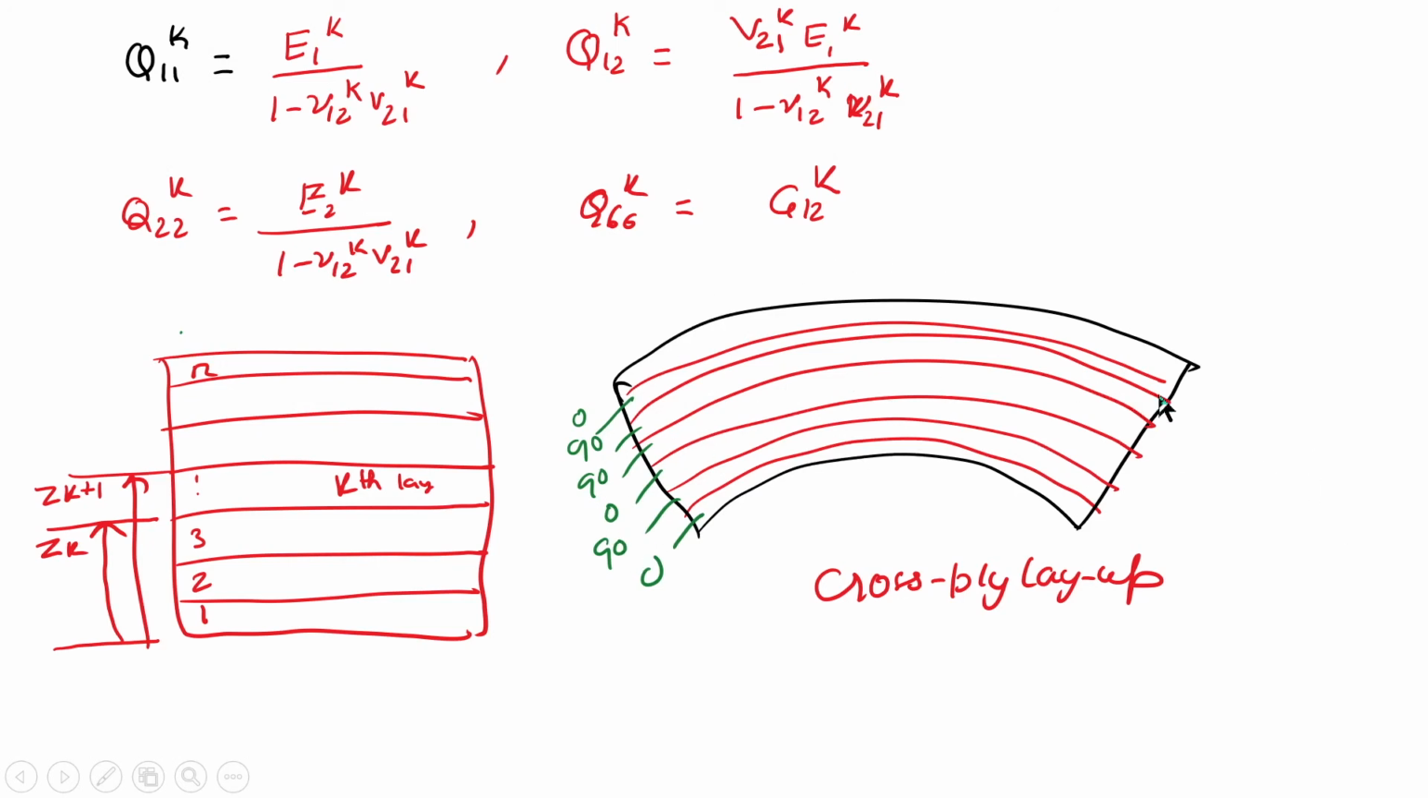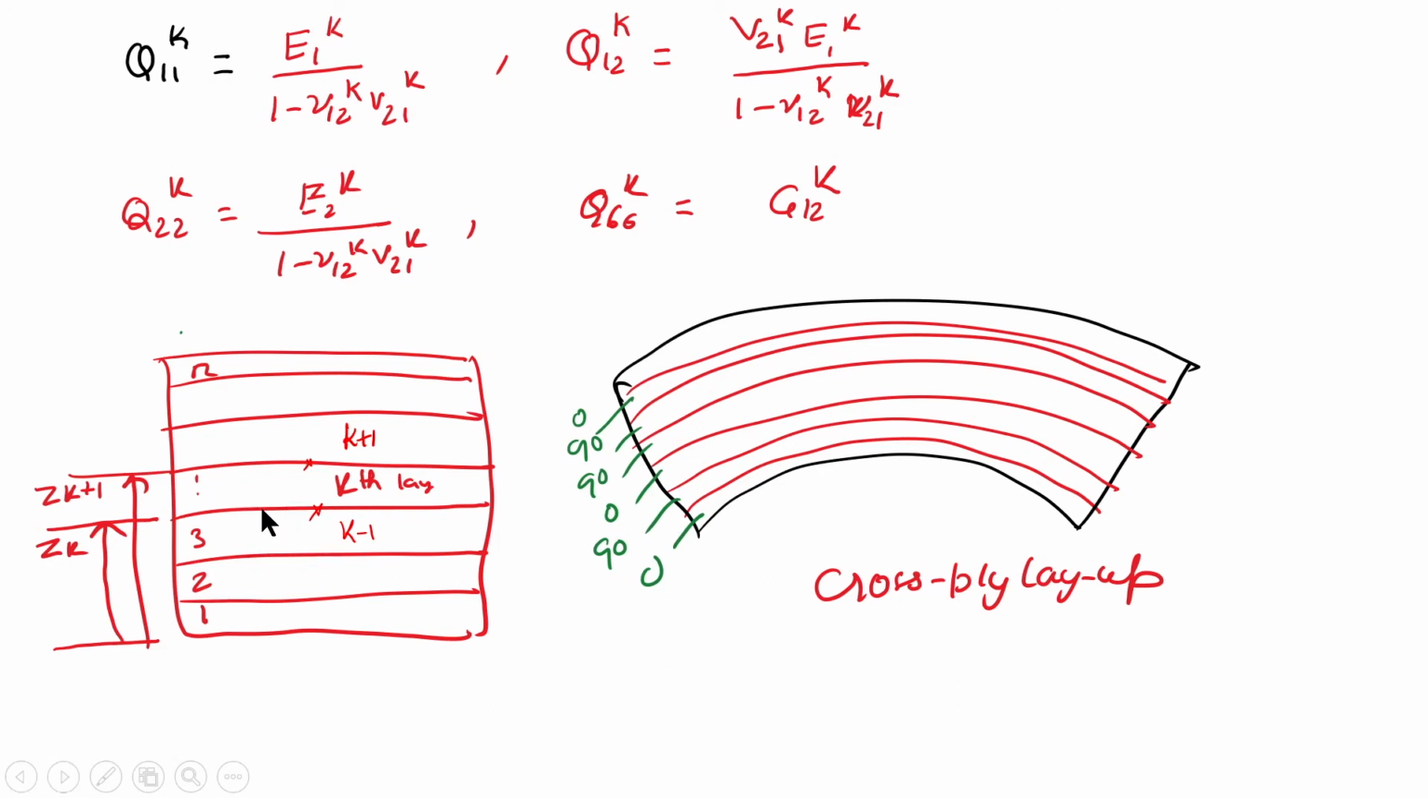A composite shell may have any number of layers, and for a cross ply it may have 0 degree, 90 degree, 0 degree, 90 degree and so on. What is the concept of zk and zk plus 1? Let us say we number the layers 1, 2, 3, 4, 5 up to n, and in between comes the kth layer. For the kth layer this will be the bottom coordinate, zk, and this will be the top coordinate, zk plus 1. Above that there will be the k plus 1th layer and below will be the k minus 1th layer. This is the standard procedure one can use, the same as we used for a plate or a beam. So for composites these are the same things.